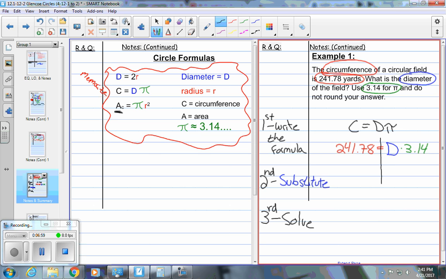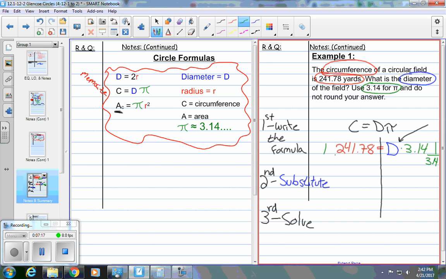So we're going to draw our line because I reviewed in chapter 8. I see that there's multiplication here in the problem, so I have to use the multiplicative inverse. And that would be 1 over 3.14, which is the same as dividing by 3.14. I like to use this if fractions show up. And it says do not round our answer, which should be a hint that we're going to get a diameter that's a whole number. And when you divide 241.78 by 3.14 in your calculator, go ahead and do that.